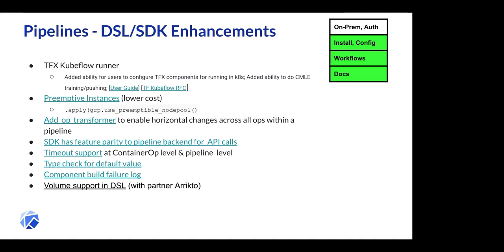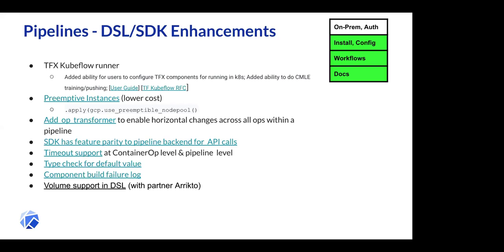In these slides, we will cover all the DSL features that we added in this release. So first of all, we added the TFX Kubeflow Runner, which enables the user to run TFX pipelines on Kubeflow. And we also added the ability to do the CMLE training and pushing. So two links here: there's a user guide, which walks you through an example of how this is done, and the RFC document here explains all the design details behind the feature.